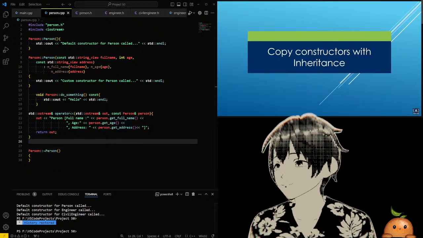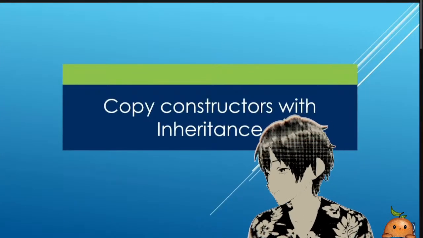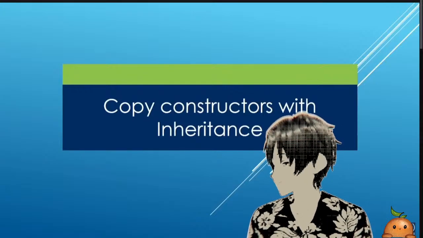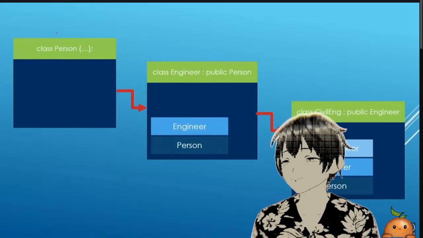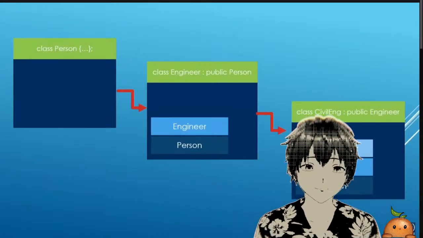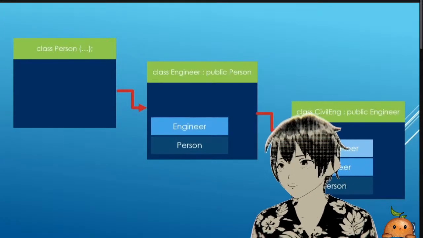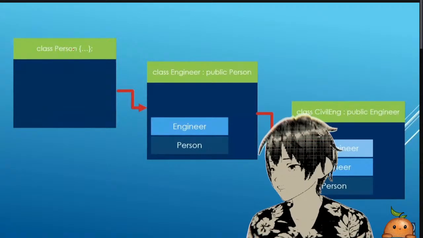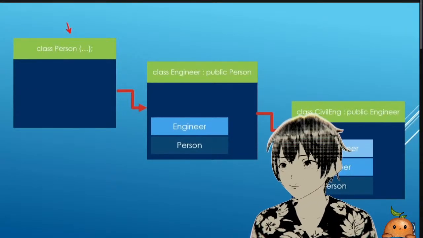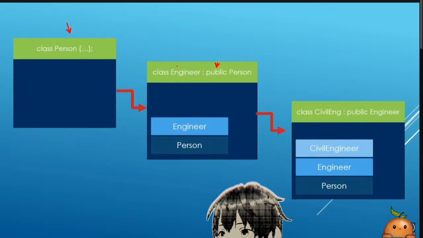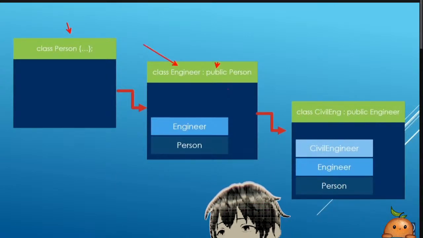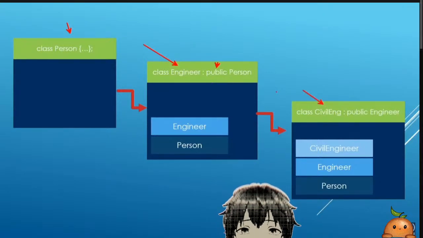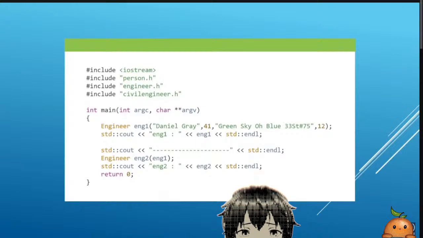In this lecture, we want to explore how copy constructors work with our inheritance hierarchies. We will still be using the same example we have been using in this chapter. We will have this inheritance hierarchy. The base class is going to be person. We're going to be inheriting from that publicly to create an engineer class, and we will be inheriting from the engineer class publicly to create the civil engineer class. And with this, we want to be able to copy construct objects. The code we want to be running is something like this.